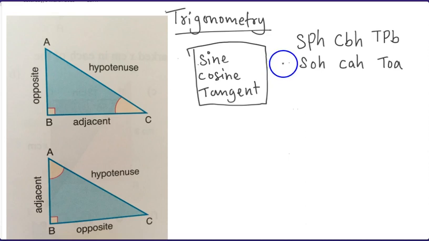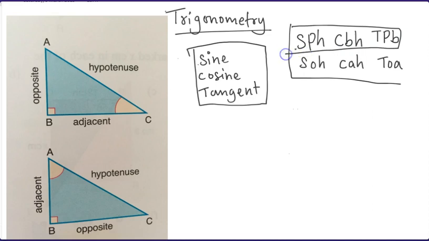We have these three ratios, and here I have SPH, CBH, TPB, something like that. This means: some people have curly brown hair turning permanently black. So this is a sentence, just a formula to memorize these ratios. The first one, some people have, is for sine, the second one, curly brown hair, is for cosine, and the last one is for tangent.